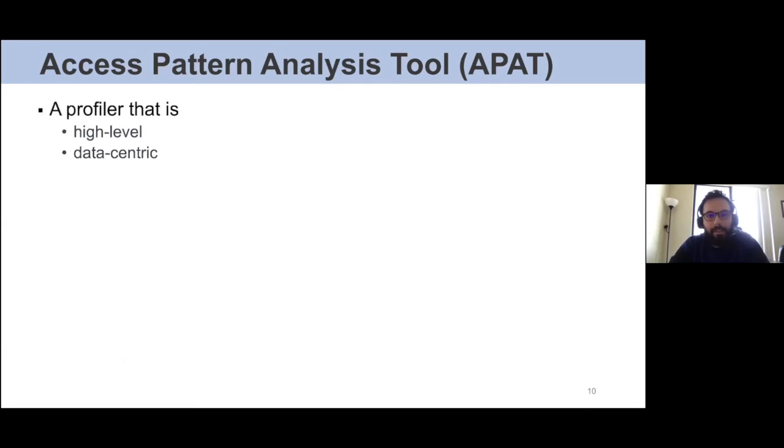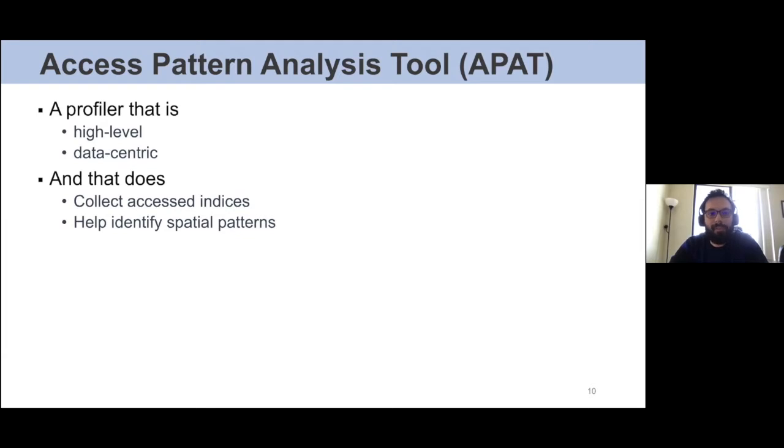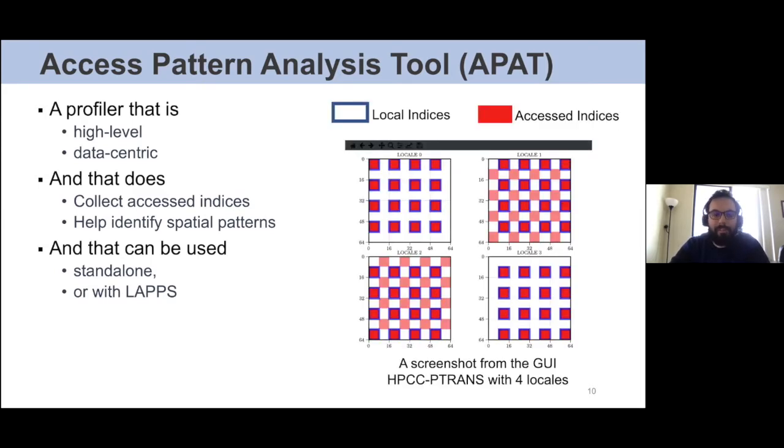APAT is a profiler that is high-level and data-centric, and what it does is collect access indices to distributed arrays in order to help identify spatial access patterns. APAT can be used standalone or with LAPS, if you will. It has a command line interface and a graphical user interface. Here I'm showing the graphical user interface. Let me see if I can get my fake laser pointer going.